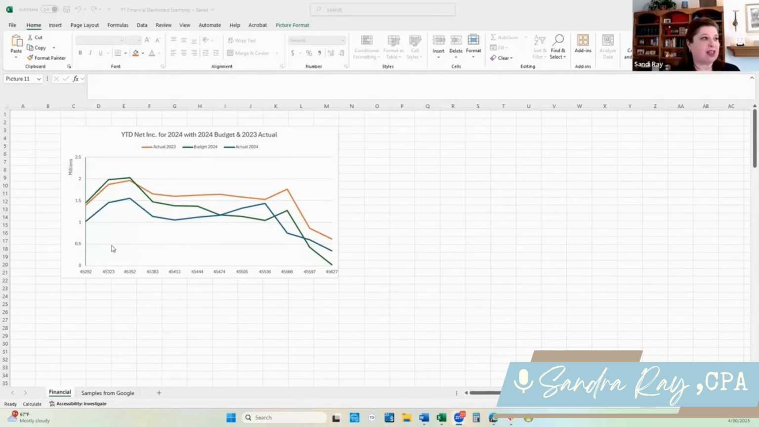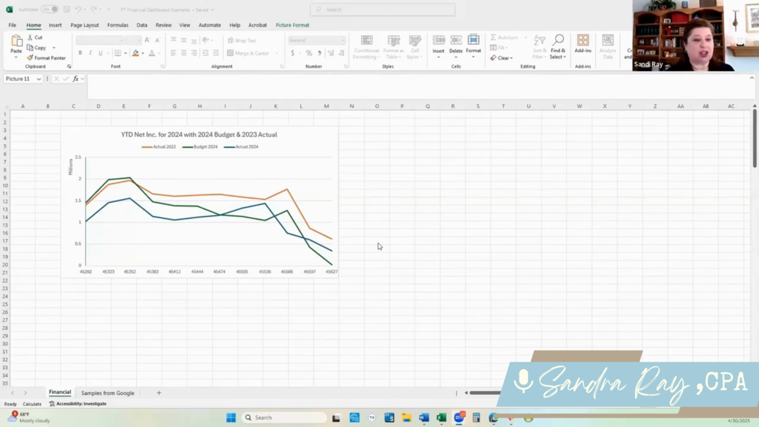I love this graph. This graph is year-to-date net income. This would happen to be for 2024 with a 2024 budget and the 2023 actual. Now, the 2024 actual is the blue line right here. The 2024 budget is the green line, and 2023 actual is the yellow line. This is great because it shows this organization has a sort of cyclical type of information. This is an organization that does meetings.